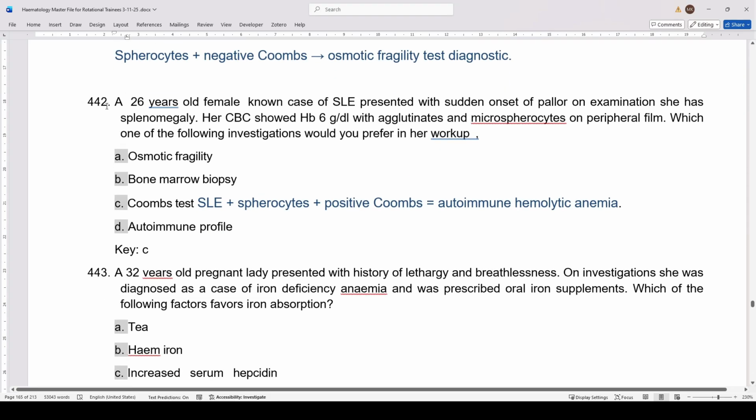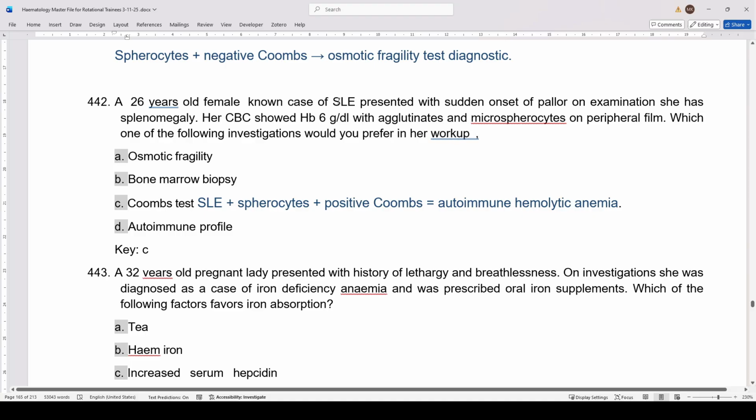Next is 442. A 26-year-old female, known case of SLE, presented with sudden onset of pallor. On examination, she has splenomegaly. CBC shows hemoglobin is 6. She has agglutinates and microspherocytes on the peripheral film. Which of the following investigations would you prefer in her workup?